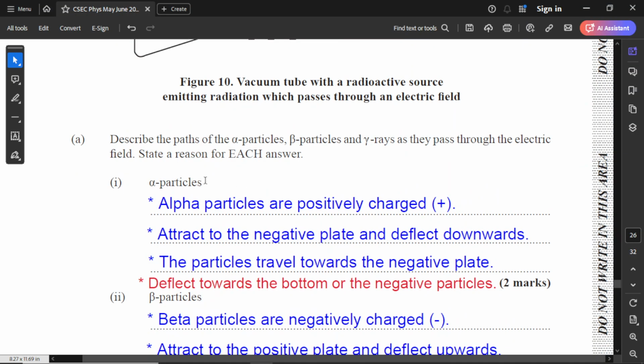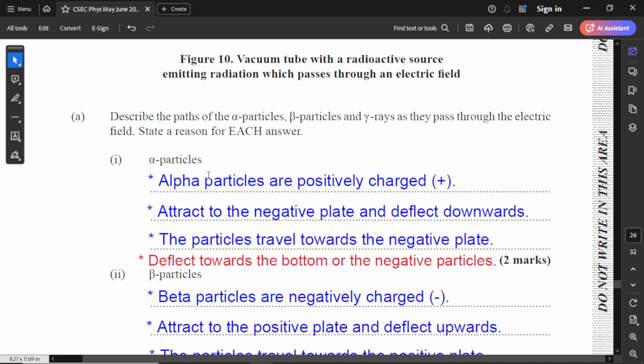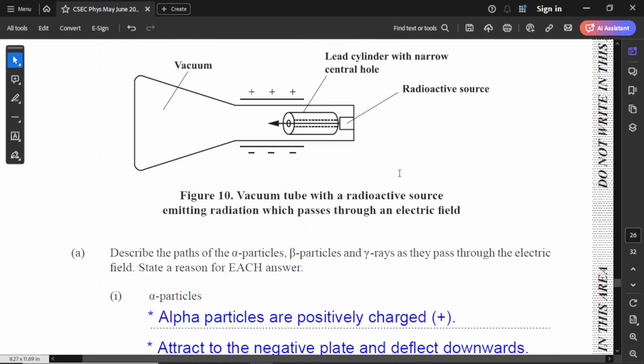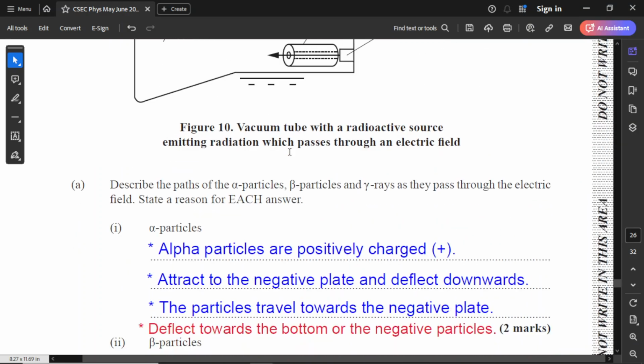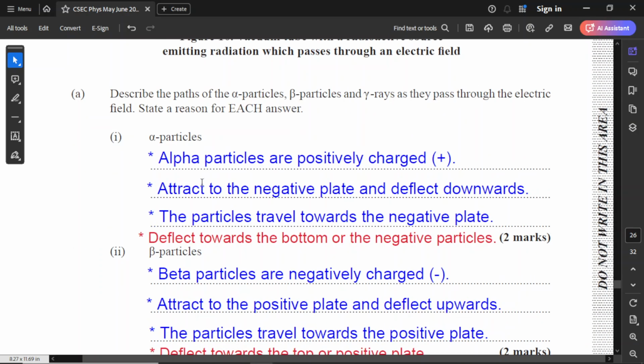So for the alpha particles, a point to note again is that alpha particles are positive, and look at the diagram carefully. The bottom is negative. So therefore they will be attracted to the negative plate and deflect downwards, because the bottom is negative. So positive is attracted to negative. The particles travel towards the negative plate. They deflect towards the bottom, the negative plate. A combination of these different points will give you 2 marks.